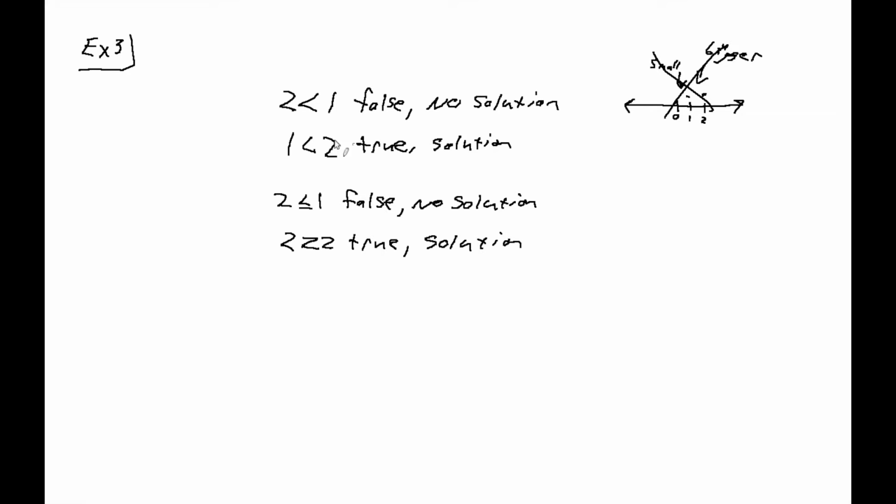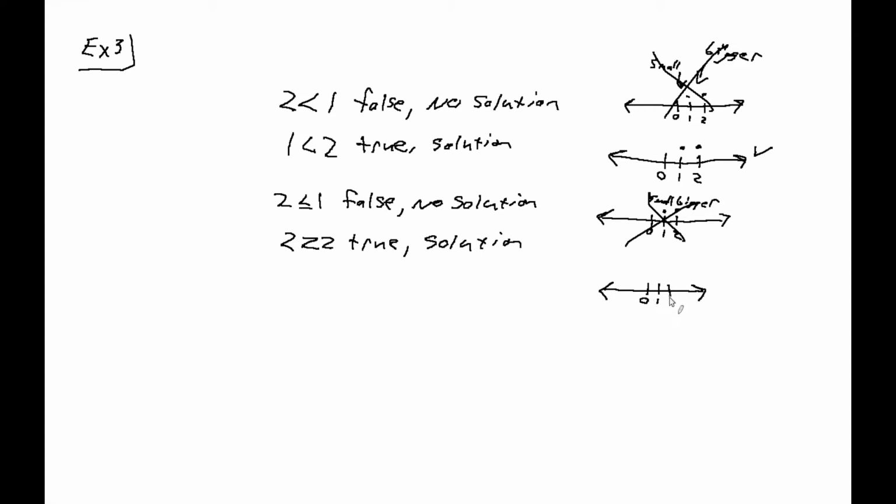Now if we go to the next one, 1 is less than 2, we can say that 1 is less than 2 because 1 is further left on the number line than 2 is, so that would be true. Now if we say 2 is less than or equal to 1, we know this isn't true because 2 is a bigger number and 1 is a smaller number, and that wouldn't work. Now if we say 2 is greater than or equal to 2, we can say that they're the same value, they are equal, so that is checked, that is good.